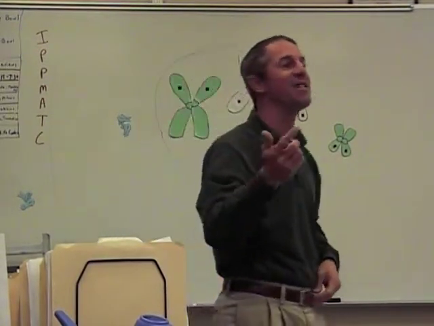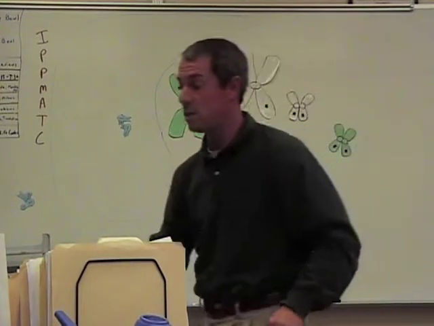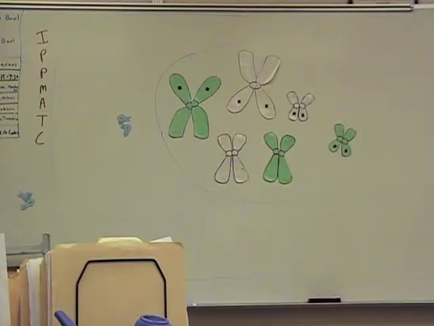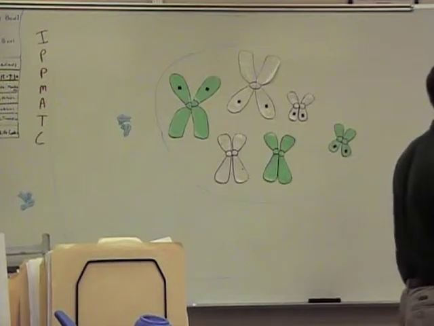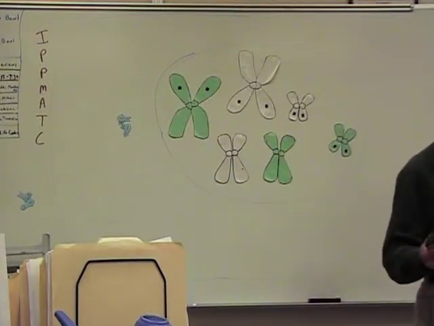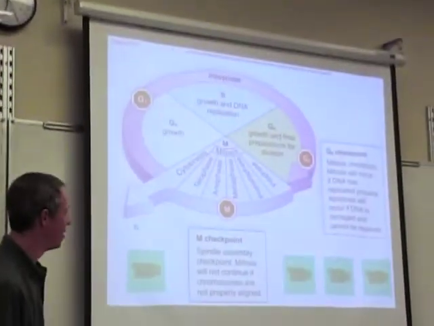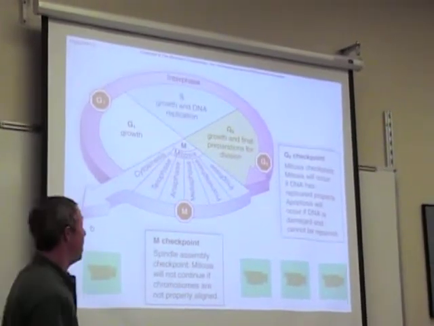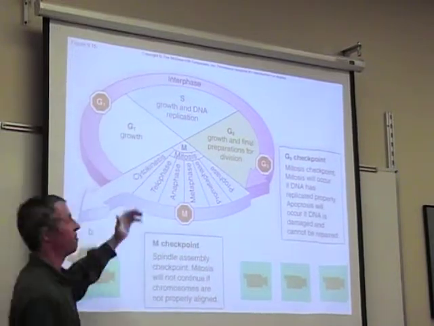Do you remember which phase of interphase it copied its DNA? There's three phases to interphase. S. In the S phase. This is all interphase right here. G1, cell's just growing. S, DNA replication, it's copying its DNA. G2, more growing and final preparations. And then we go through the rest of them: prophase, prometaphase, metaphase, anaphase, telophase, cytokinesis.